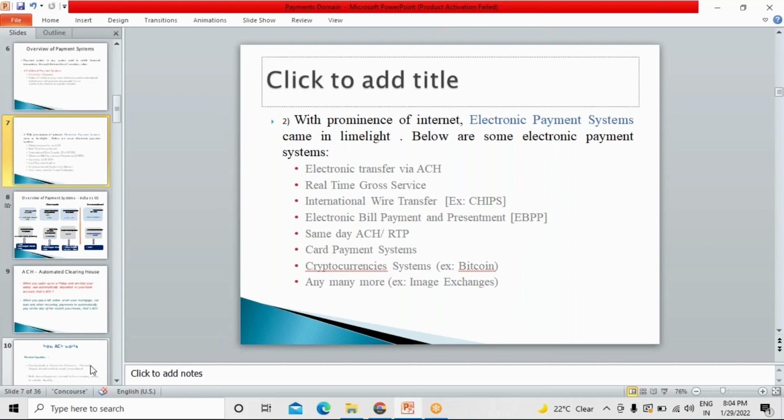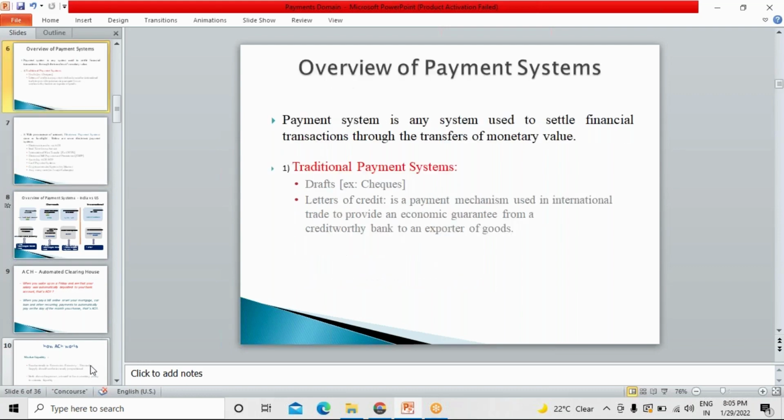Even till today, in the banking system, people follow both practices: not only electronic payment systems, but traditional payment systems are also used nowadays. Traditional payment systems are still in use, and at the same time electronic payment systems are also used at regular intervals, right? So this is how generally the overview of payment systems is classified into two different parts.